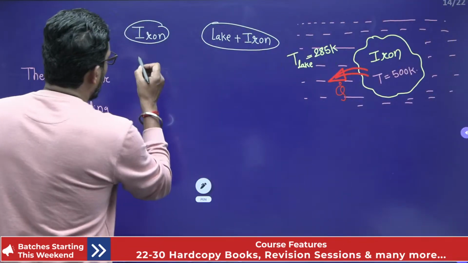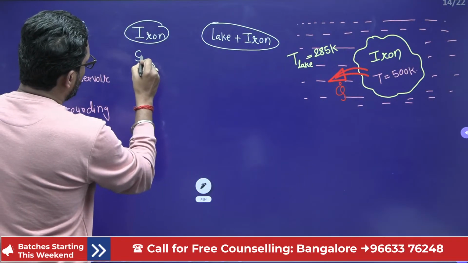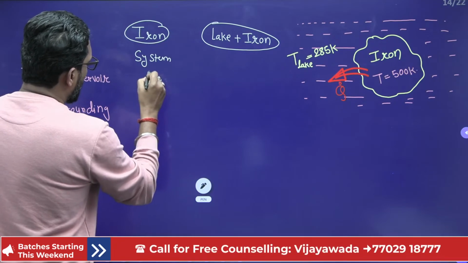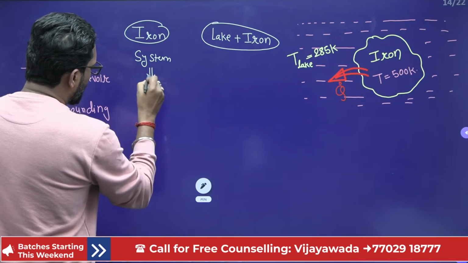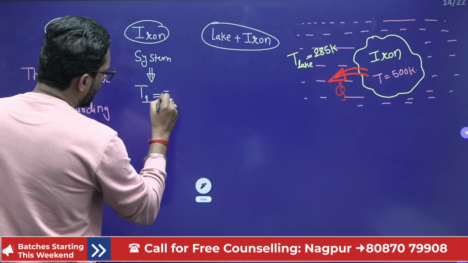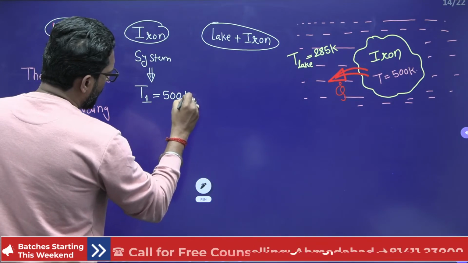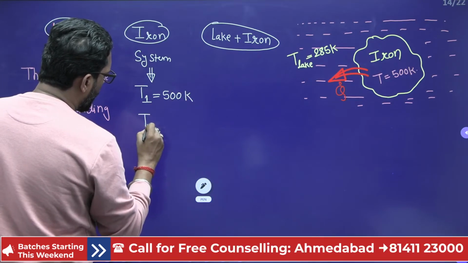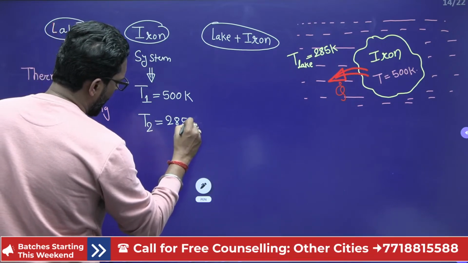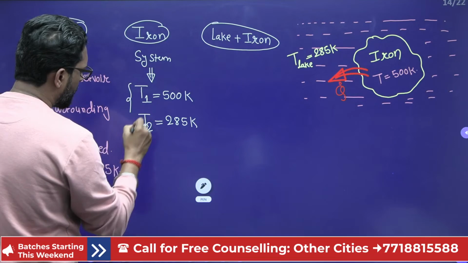So iron acts as a system. We have to take the iron block as a system, and this iron block system has initial temperature T1 equal to 500 Kelvin, and after thermal equilibrium it attains a final temperature of 285 Kelvin. It is right.